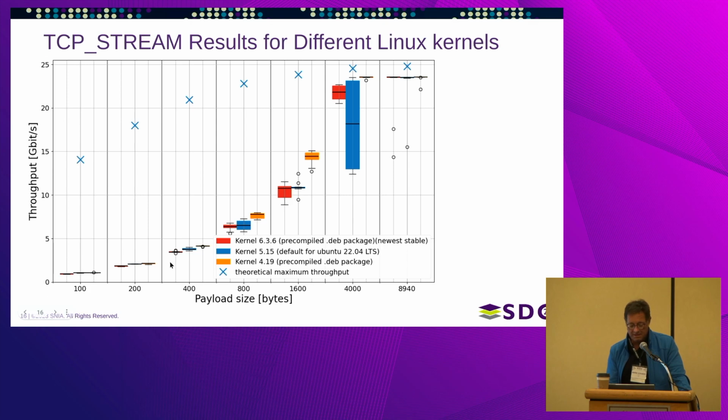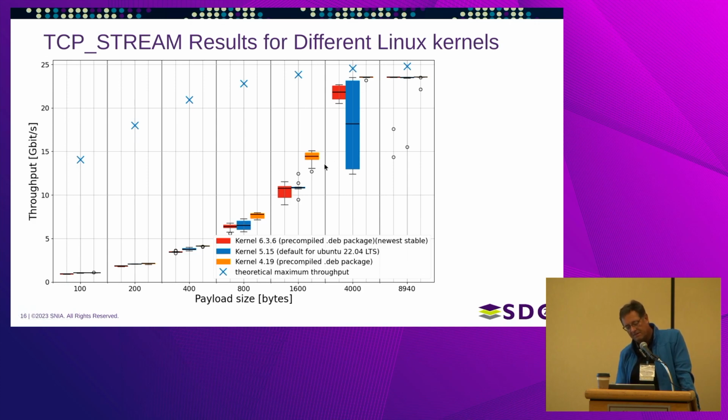And the other thing is, in this case, we have 3 flavors of Linux kernel versions: 6.36, which we downloaded from kernel.org, 5.15, which basically is the default for the Ubuntu 22.04 long-term support distribution, and 4.19, which is also a precompiled package from kernel.org, okay? And what you basically see is a couple of things. First of all, small messages, 25 gig networking, you're far away from making line rate because the computational burden of TCP is hogging these CPUs, okay?